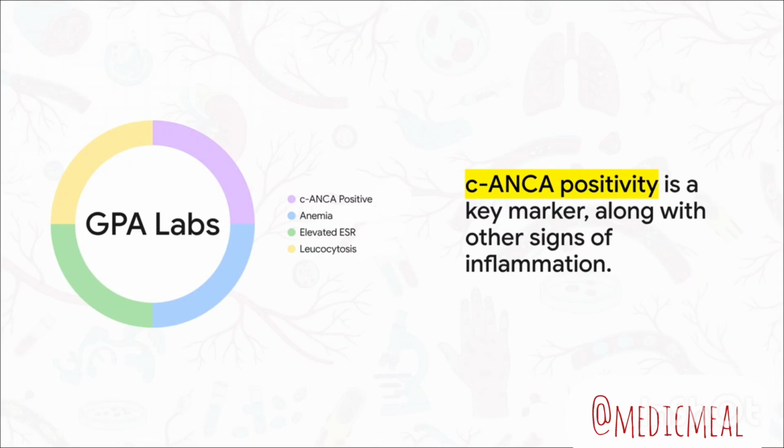So what about the labs? Well, in GPA, they reflect a major systemic inflammation. You'll see anemia, a super high ESR, and leukocytosis, which is just a high white blood cell count. But the most specific marker, the one you're really looking for, is the presence of cANCA, or cytoplasmic ANCA. It's highly associated with this disease.